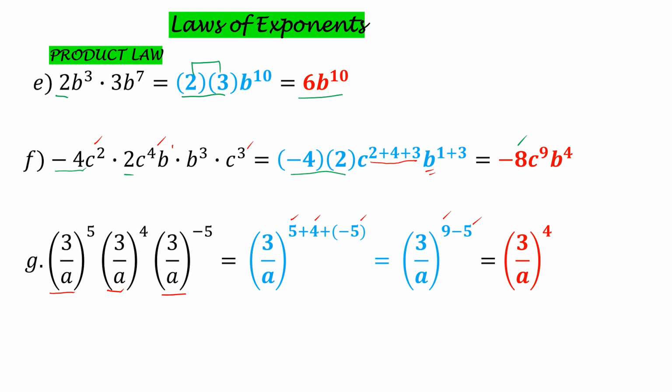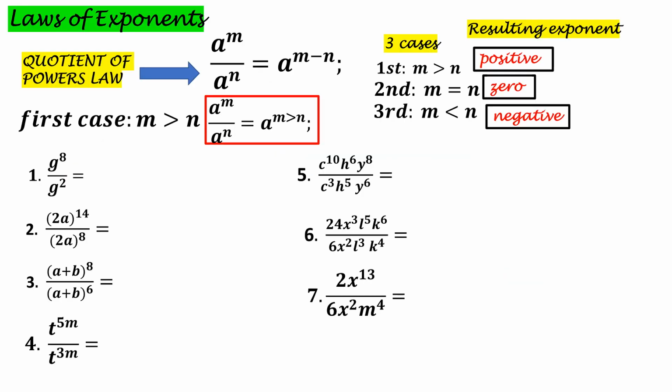Let's proceed to the next law, which is the quotient of powers law. This time, it is said to be quotient, so we are talking about division of algebraic expressions. And for this, we simply subtract their exponents. We are no longer multiplying but subtracting. So there are three cases.